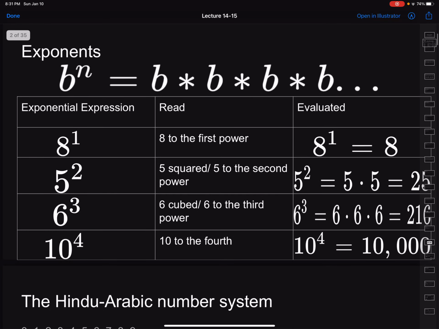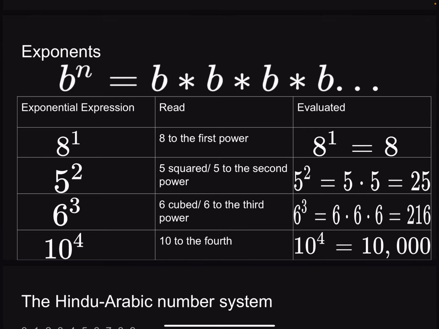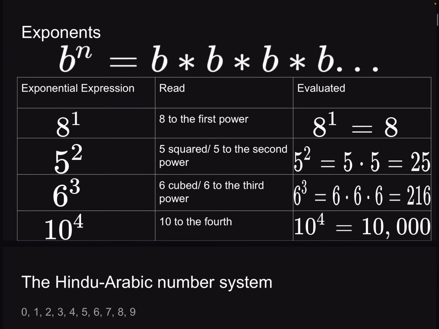So we need some background information if we're going to attack our next topic in a strong way. And that background information is exponents. So an exponent, b to the n, is equal to b times b times b, n times.